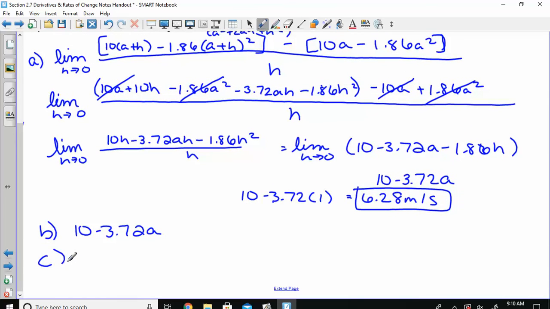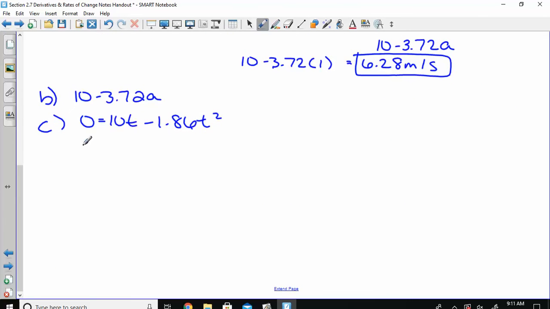Part C, when will the rock hit the surface? So that means what's 0 if it hits? The height is 0 if it hits the surface, right? So we have to go back to the very beginning, and our height is 0. So I could pull out a t. So you get t equals 0, 4.